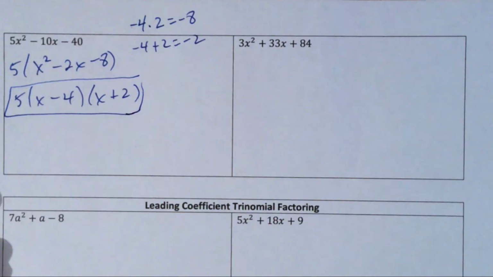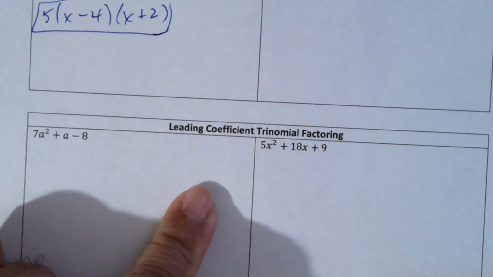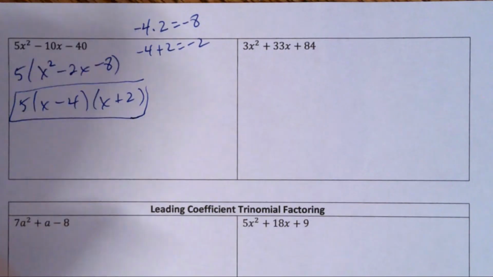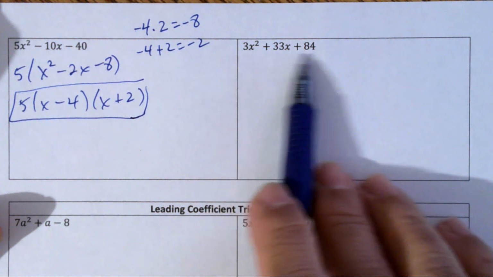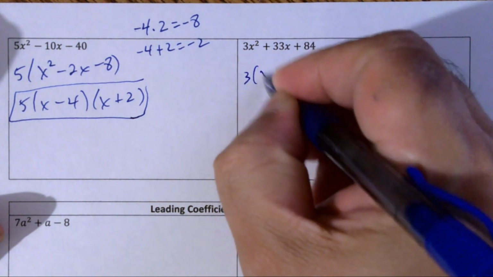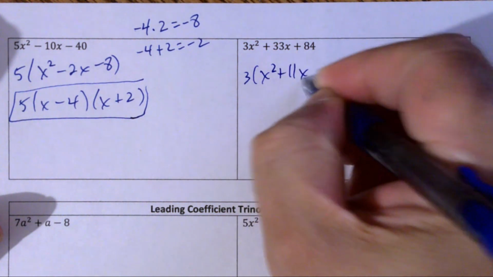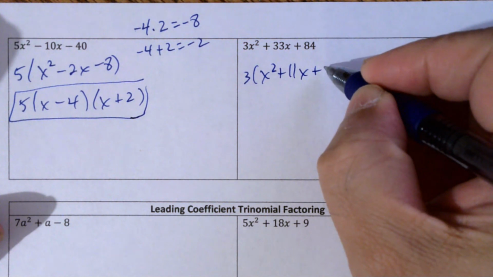All right, and last example for today. We will be doing these problems next week. All right, let's continue here. So again, check the smallest number, see if it goes into all of them, and in fact it does. All right, take out a 3, so that's going to be x squared plus 11x plus 28.